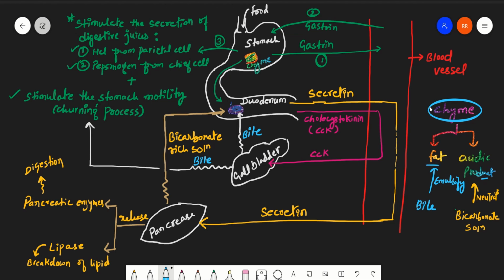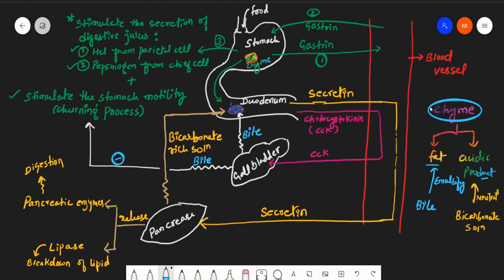Also, this bile will affect the churning process. Sorry, it will not stimulate, it will decrease the churning process. Therefore the stomach content will not be able to do the digestion process at that time. So this bile will also decrease the churning process. That's why I have written minus here.